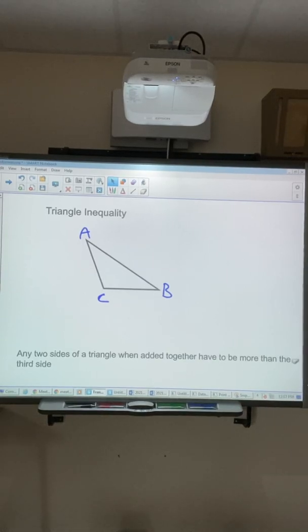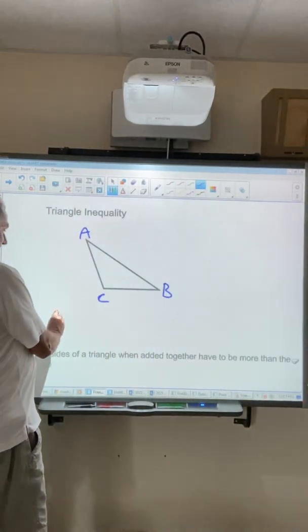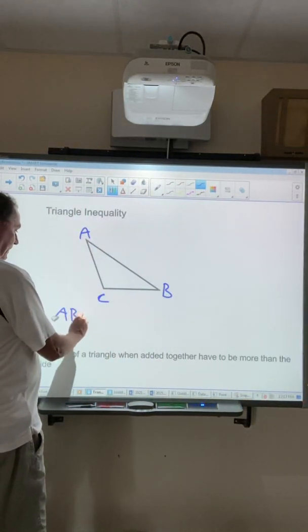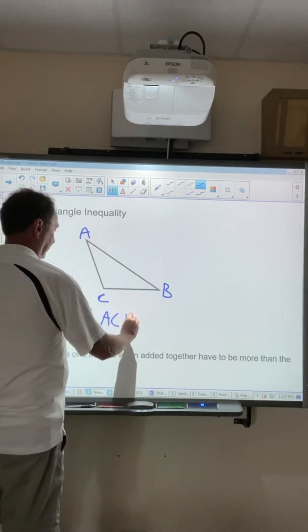Okay, today's topic is triangle inequality. And what it says is if you have the three sides of a triangle, then the longest side, which in this case is AB, is going to be less than the sum of the other two sides.